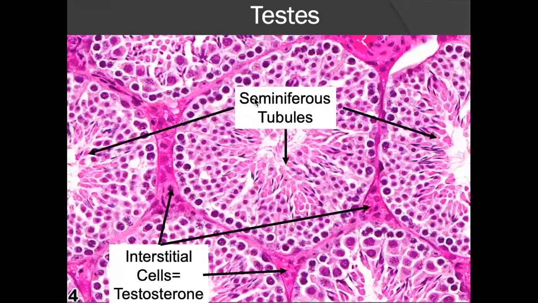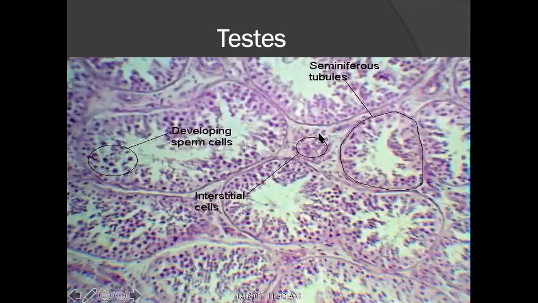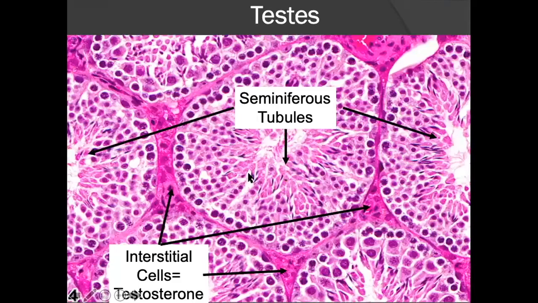This is the picture you will see on the exam. This one was a little too old and doesn't look that good, so this is what you'll see. If I ask you to identify this structure, seminiferous tubule. If I ask you to identify these structures, interstitial cells. And if I ask you what hormone is secreted here, that's testosterone. You'll notice the interstitial cells are found at each of the junctions here, just about all the way surrounding each tubule. These little guys here are developing sperm.